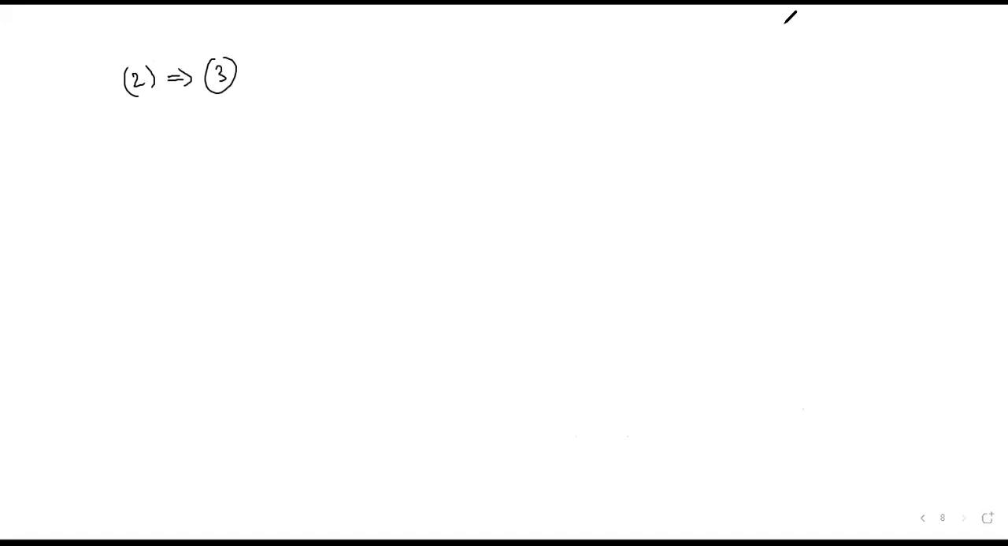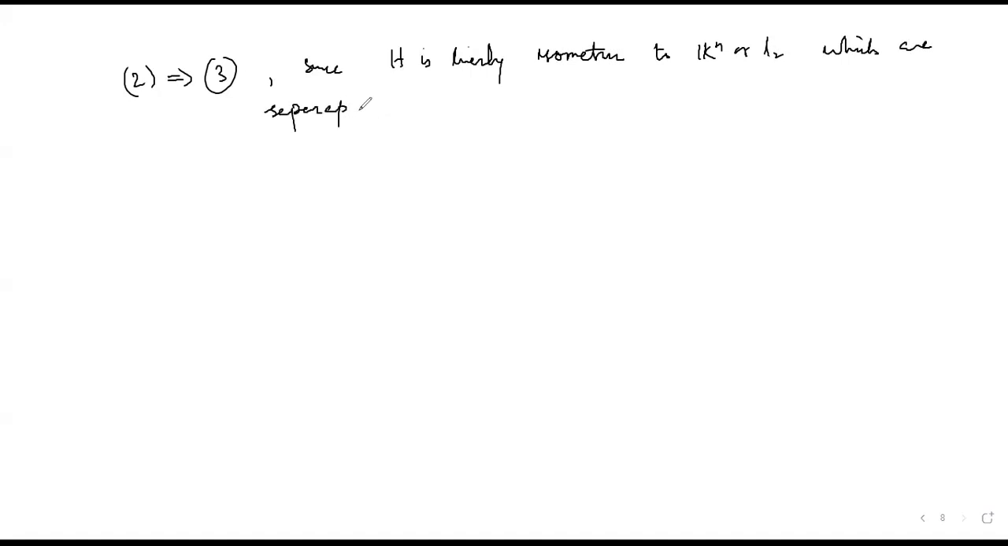अब हम use करेंगे कि it's isometrically isomorphic to L2 and L3. Now since ये तो easy वाला है. Now since by our assumption H is linearly isometric to Kn or L2 and which are separable. लेकिन ये spaces तो separable हैं, हम prove कर चुके हैं. LPs are separable for all p greater than or equal to one. L infinity is not separable. So it is separable. Hence, H is separable.